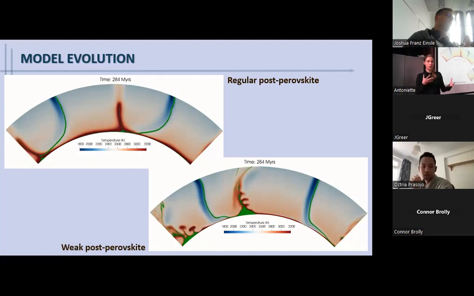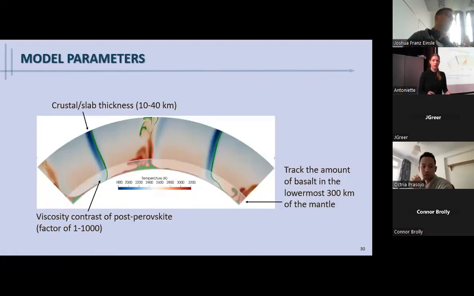But we said we wanted to study this in a more systematic way. So we again vary two different parameters in this model. The first one is how weak is the post-perovskite phase, from same as bridgmanite to being a factor of 1,000 weaker. The other parameter we varied is the thickness of the crust and the whole slab that's coming in at the top.